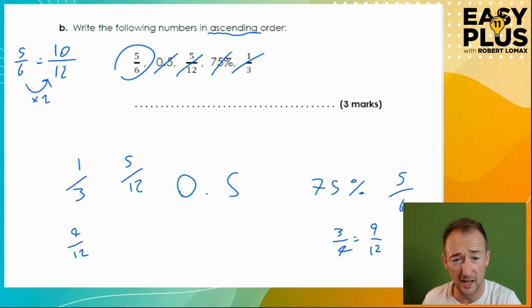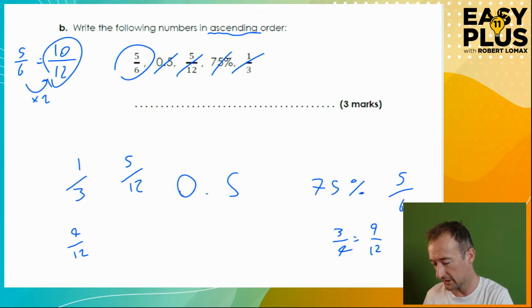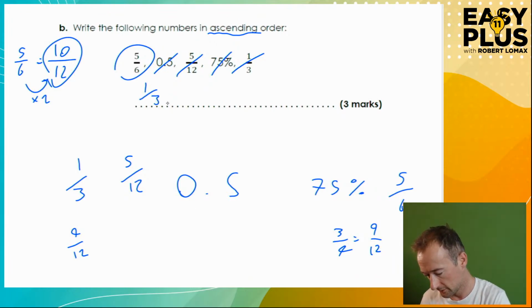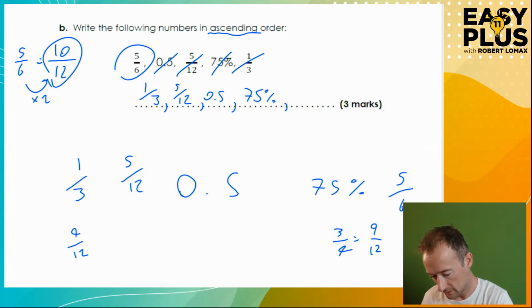Be very careful, another ASMR moment, not really, be very careful that you write the original numbers, such as 5/6, and not what you've changed them to when you're working out, such as 10/12, okay? And now we've got our answer here, so we just need to write it in the answer box. So we've got a third, 5/12, 0.5, 75%, and 5/6. And these are, I check the question again, the following numbers.